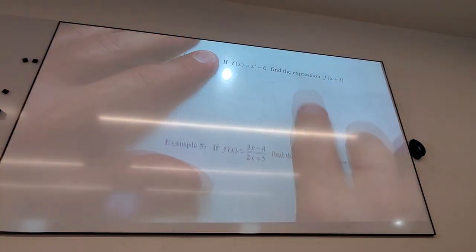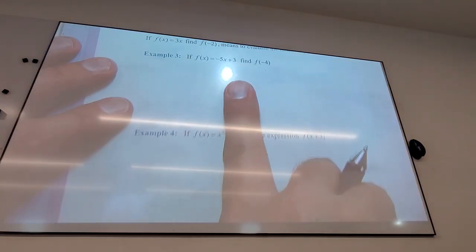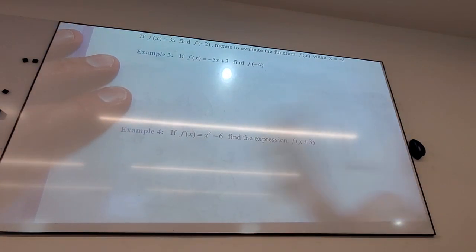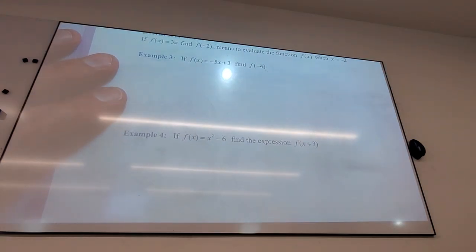So, real quick, let me see. This is kind of a review based on what we did earlier. Can you guys do number 3 and 4 for me? Or at least number 3, and maybe try number 4. Number 4 might push you a little bit.